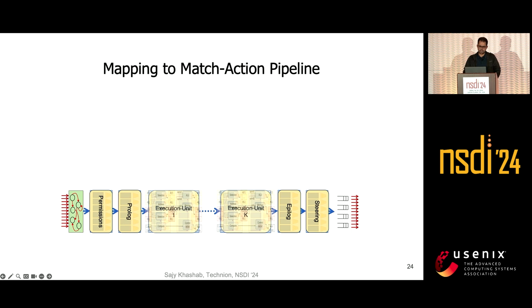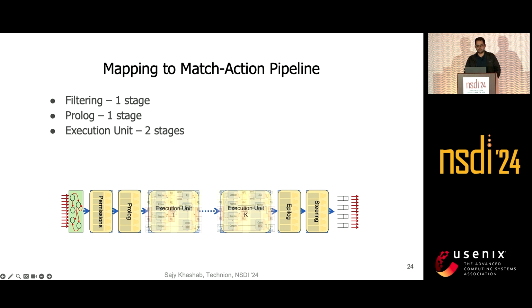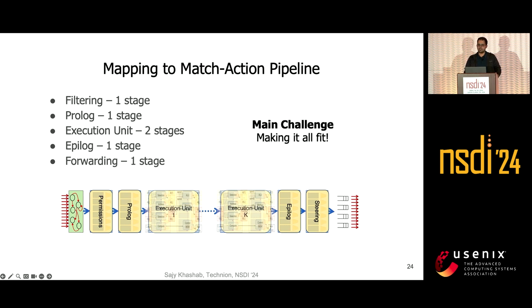The SwitchVM pipeline is mapped directly to a match action table pipeline. Filtering and prologue each take 1 stage, the first 2 stages. Each execution unit spans 2 stages, and the epilogue and forwarding each take up the last 2 stages. And the main challenge is actually to make it all fit within a pipeline. We need to implement as many execution units and as many instructions in every single stage.